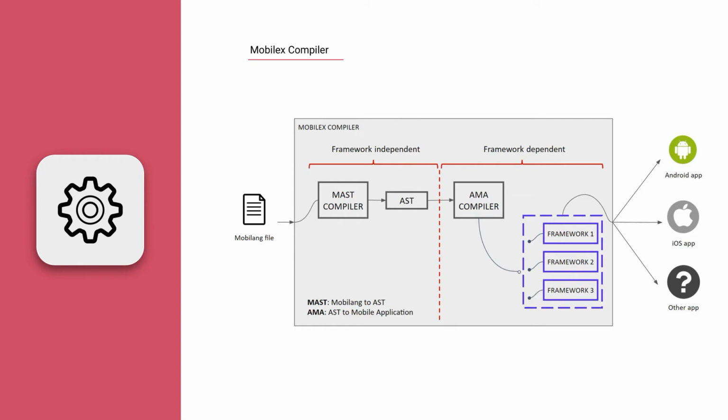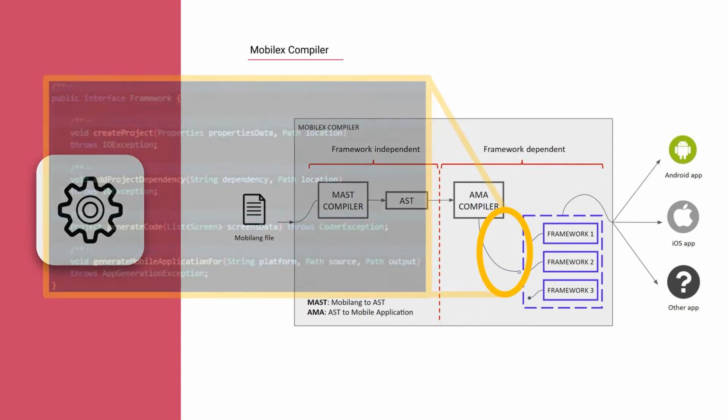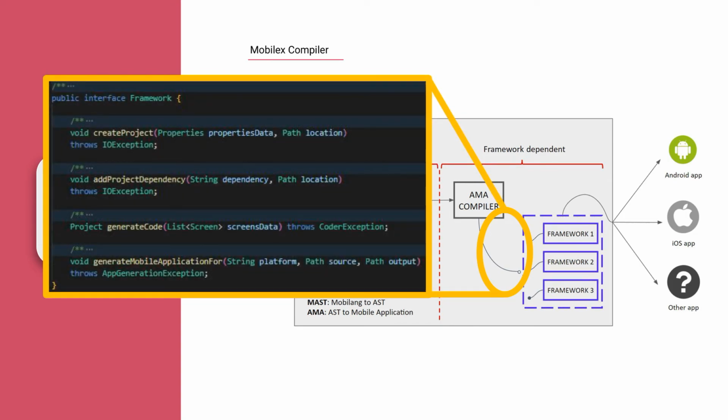The AMA compiler needs to know the input language of the target framework so that it can generate the correct input source file. To solve this problem, we define an interface that must be implemented by the programmer whenever he wants to support a framework that the AMA compiler is unaware of. The interface is shown on screen, where properties and screen represent data from tags with the same name in the Mobilex language, while project contains the application project dependencies created by the cross-platform mobile development framework along with application code.